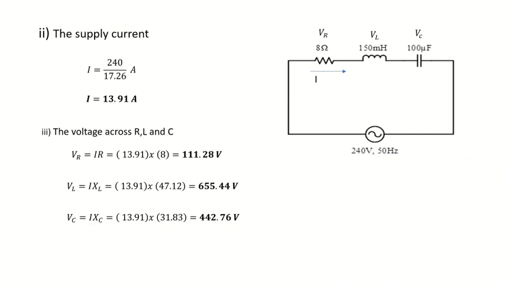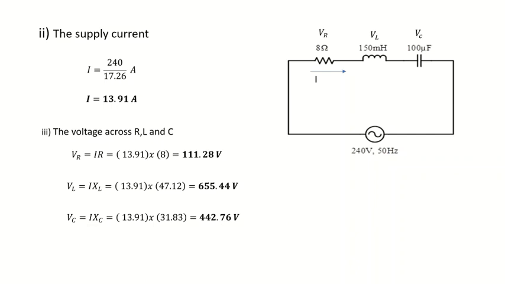The question also wants you to find the voltage across the R, the L, and the C. So V_R is equivalent to I times R. Your I that you found previously, times your resistance value here, and you get about 111.28 volt for the voltage across your resistance.